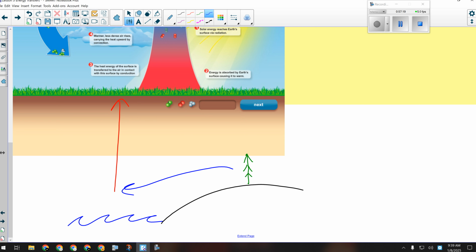But trust me, yes, hot air does rise. It's why we get storms, but it's also why when it gets to a certain point, it condenses and falls back as rain. So hot air rises, cool air descends, and we use that in our own homes to heat our homes.